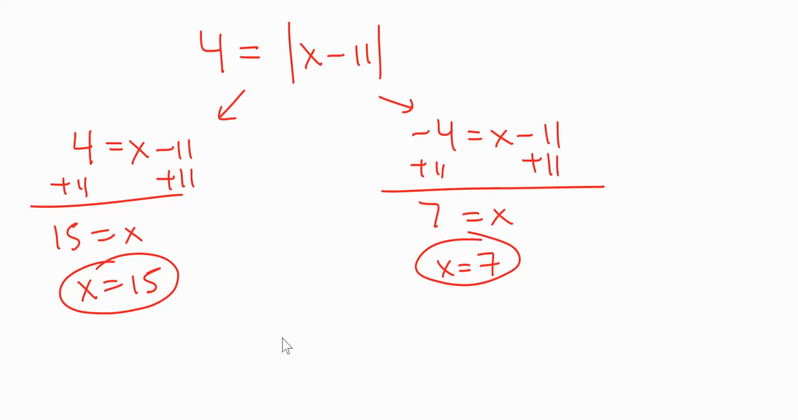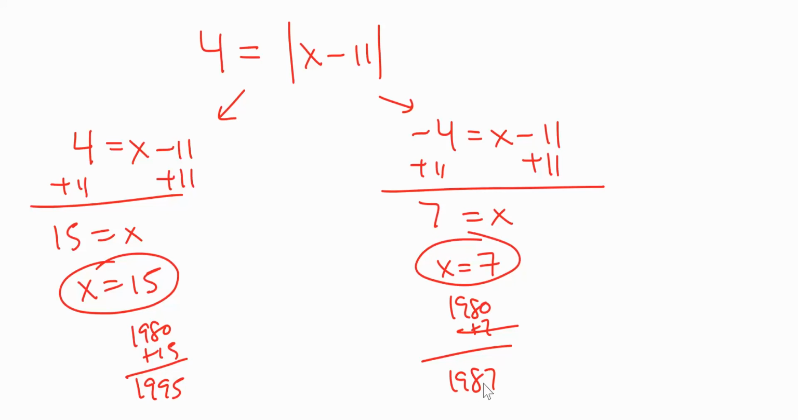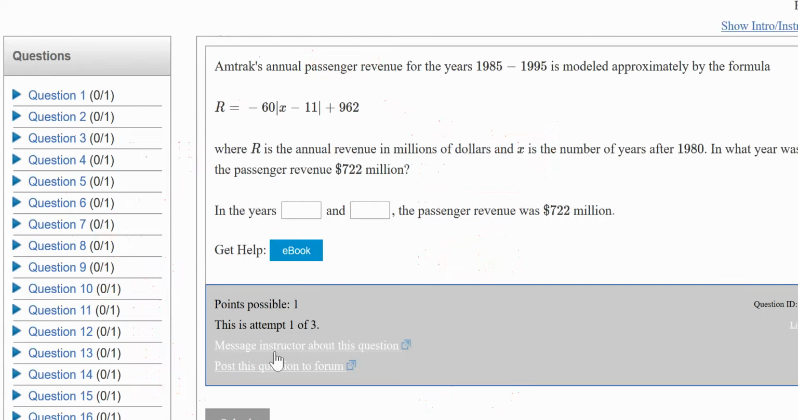Okay, again, remember what it said though. X is the number of years past 1980. So this would be 1980 plus 15, so it looks like 1995. This would be 1980 plus 7 more, so it looks like 1987. So there are your 2 years that we're going to be looking at. Okay, let's input those. Let's see if we're correct. 1995 and 1987. Those are my two.